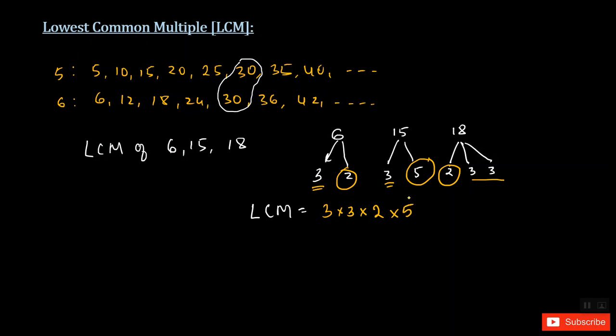For the highest common factor, we will be taking only the common numbers, but here we will be taking all the numbers, and the way of selection is that we take the number which appears the maximum number of times, and whichever numbers are not common, you can also take them, right? So this is the least common multiple. What you get is 3 times 3, it's gonna be 9, 9 times 2, it's gonna be 18, 18 times 5, it's gonna be 90. That is, the lowest common multiple here is 90.